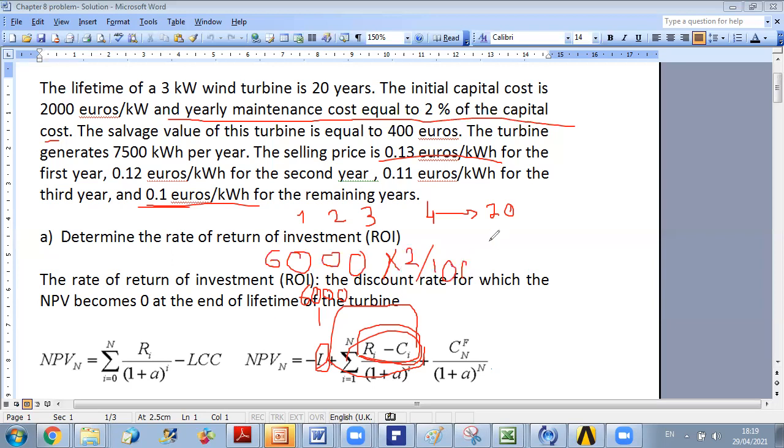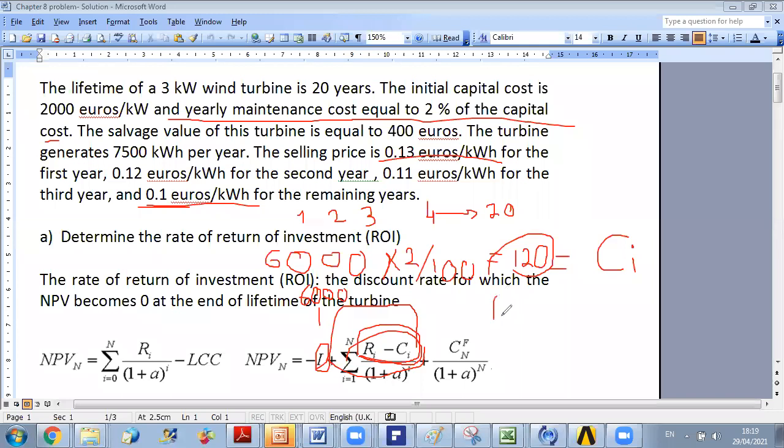So I get that it's equal to 120 euros per year. So we can say that the cost is constant. This is C_i at any year. I should pay 120 euros as cost. Now, concerning the income, it is variable.